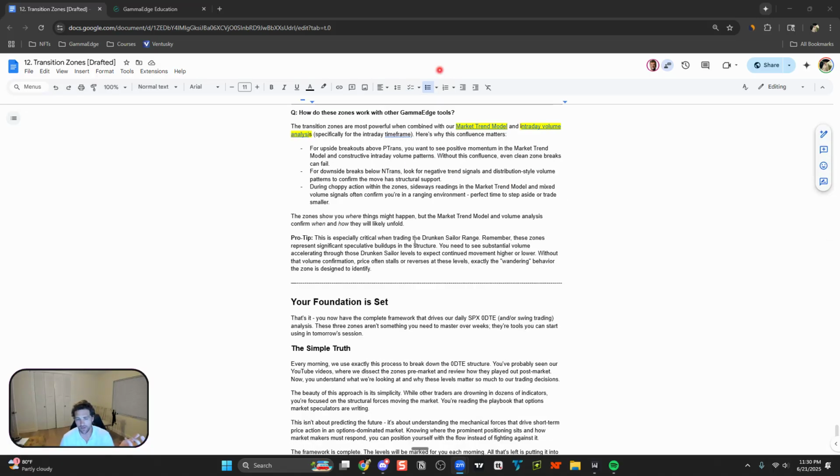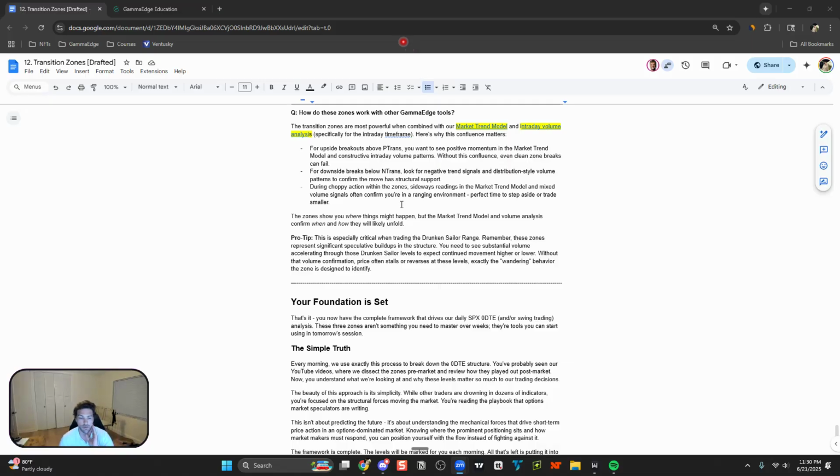And then it's the vice versa thinking to the downside. We want to see those negative trend signals and distribution style volume patterns to confirm the move has structural support. And that is really a breakdown of the structure and selling coming into the market.